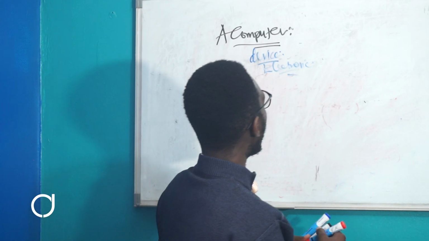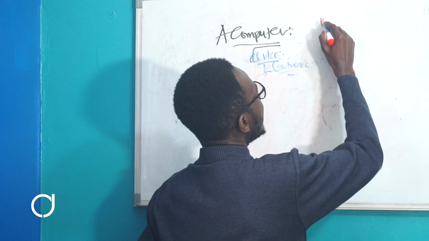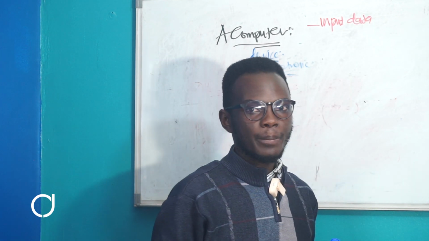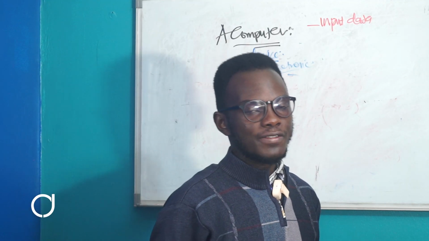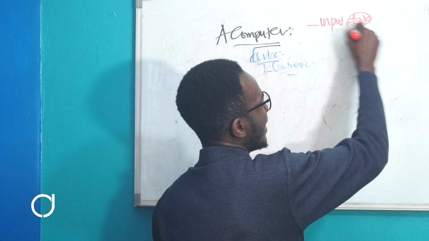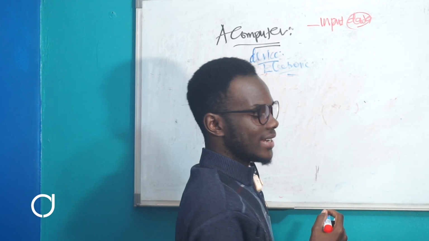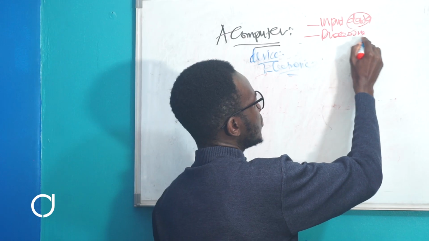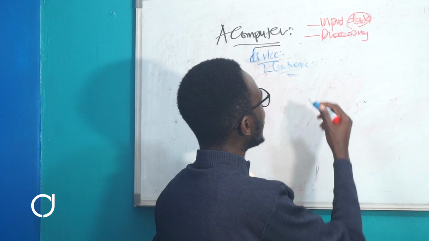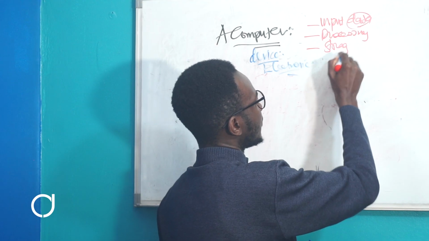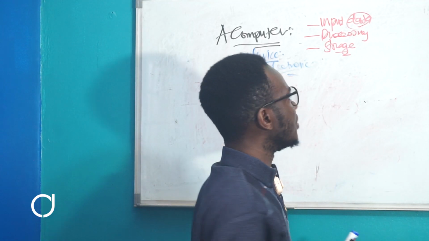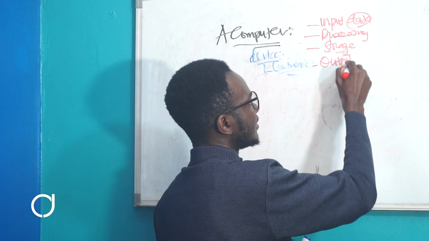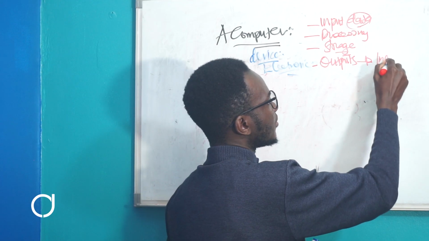What does it do? First of all, it accepts data. One uses it to input data. After accepting data, later on we shall be talking about what we mean by data, so don't worry about that. After accepting data, it processes that data. So we talk about its processing function. From processing, it stores that data. Storage, we shall also define what storage is. And from storing that data, it then outputs it as information.